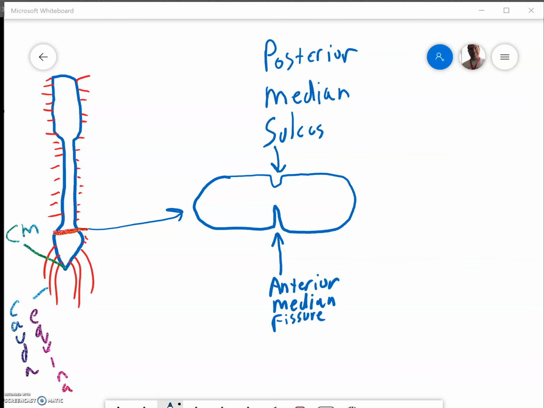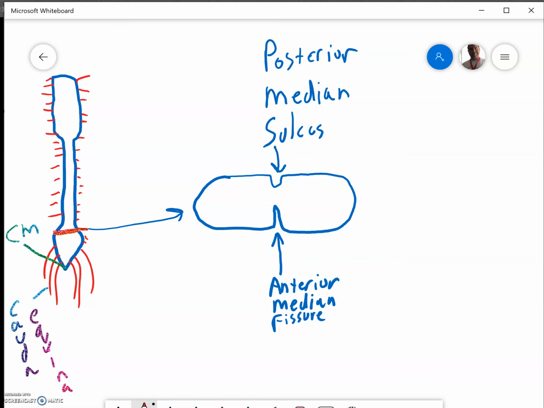So the spinal cord is a flattened oval. It has a posterior median sulcus on the back, anterior median fissure on the front, and you can always use that to orient anterior versus posterior. So, do you remember what a nerve is? Is a nerve axons or is it dendrites? That's right, nerves are axons. So the axons are going to be going in and out of the spinal cord to make up the nerve.